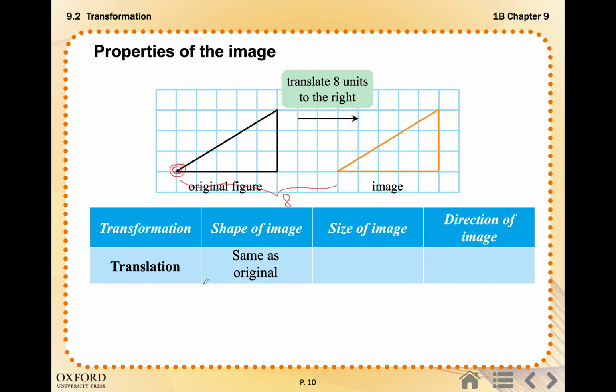The properties of the translation are that the shape of the figure is the same as the original one. And how about the size? You can also see that the size is the same, and the direction is also the same. So the meaning of translation is only the movement of the figure. Sometimes it may move to the right-hand side or left-hand side, or move up or down. Just note the direction of the movement, and that is the translation.